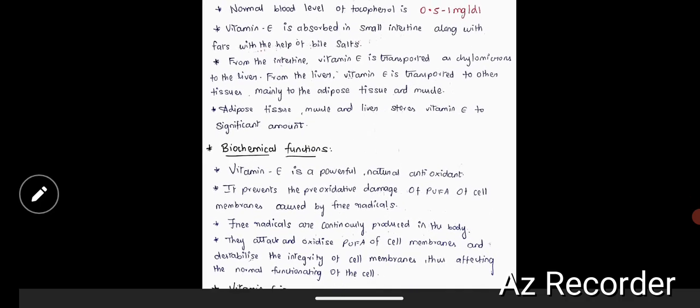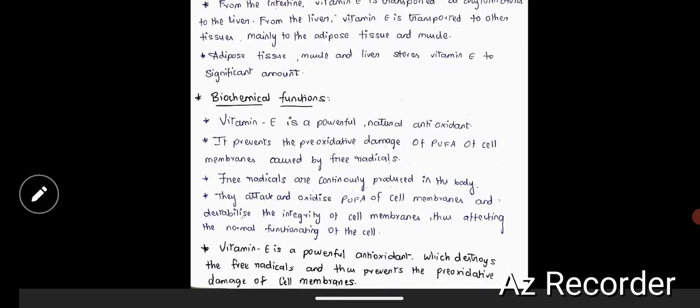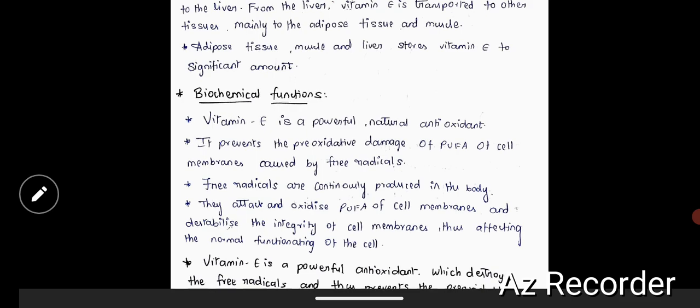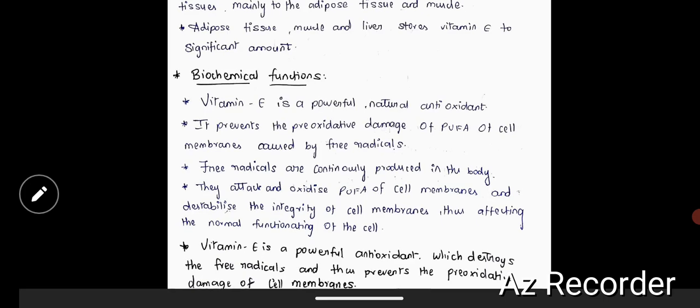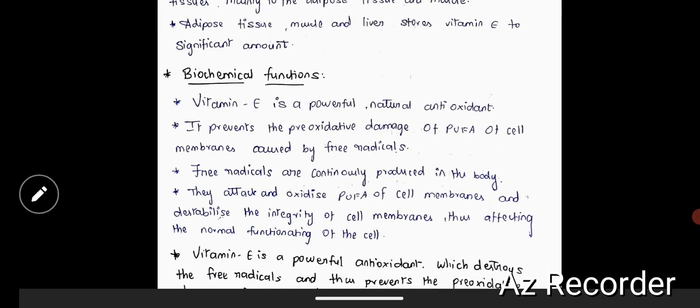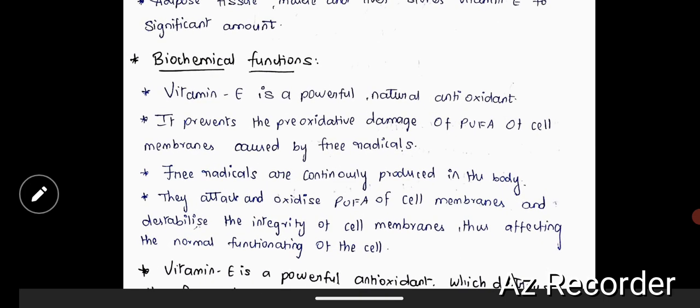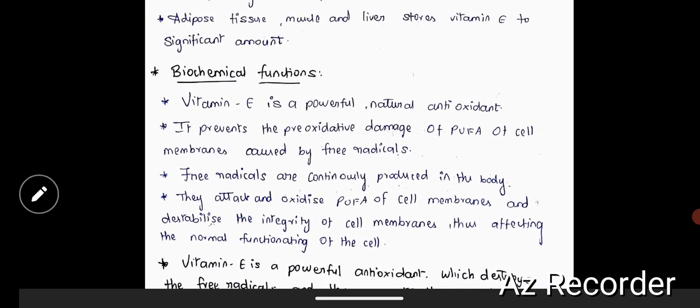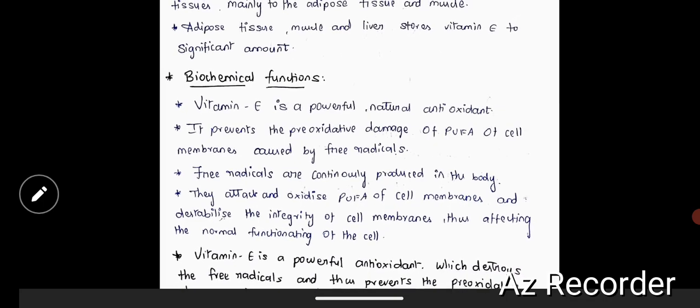What are the functions? This is very important. Vitamin E is a powerful natural antioxidant. It prevents the peroxidative damage of the PUFA, polyunsaturated fatty acids, of cell membranes caused by free radicals. What are they telling? It prevents the peroxidative damage of PUFA of cell membranes caused by free radicals. We all know that free radicals are released in our body, right? So these free radicals will damage the PUFA, polyunsaturated fatty acids. So it prevents that peroxidative damage of PUFA.